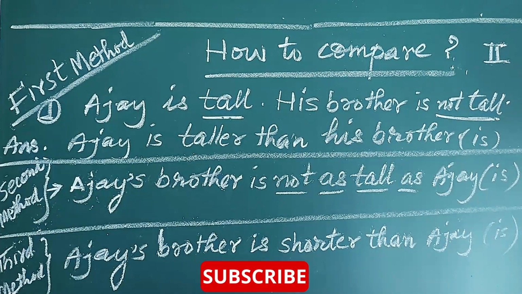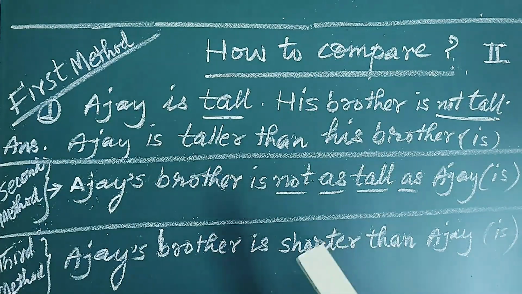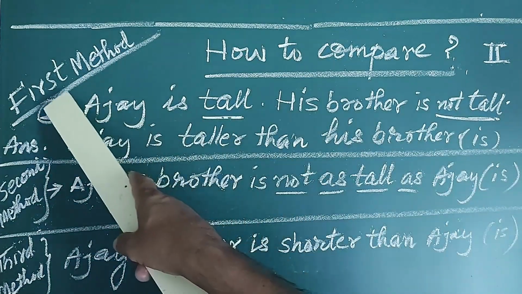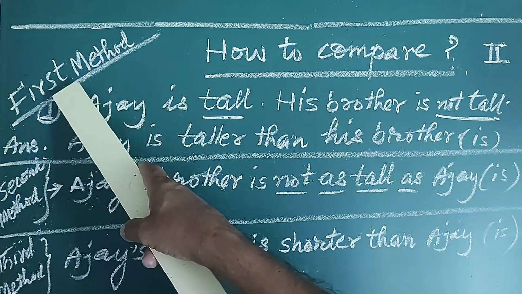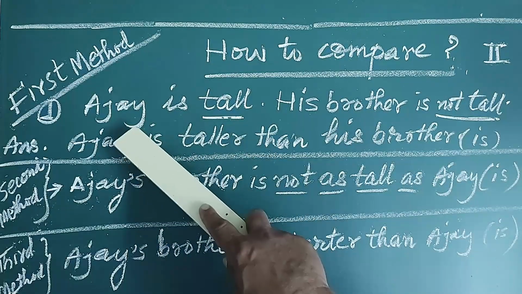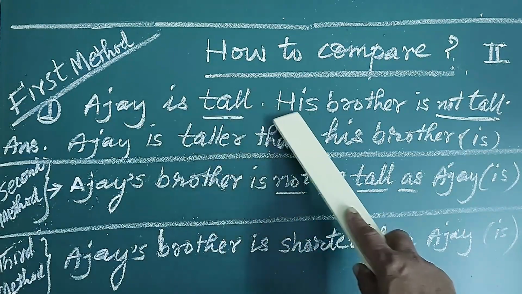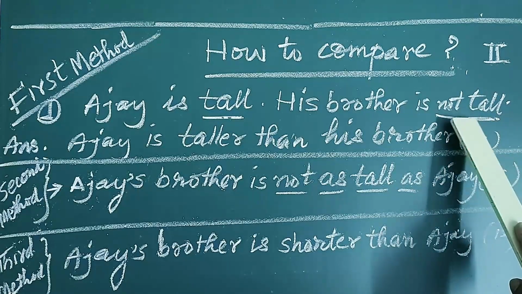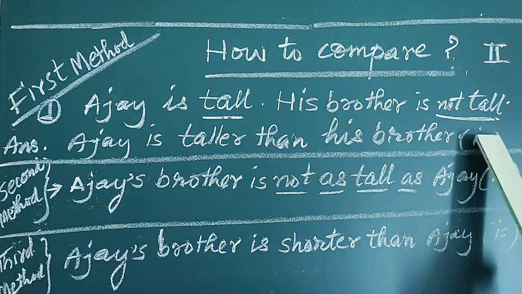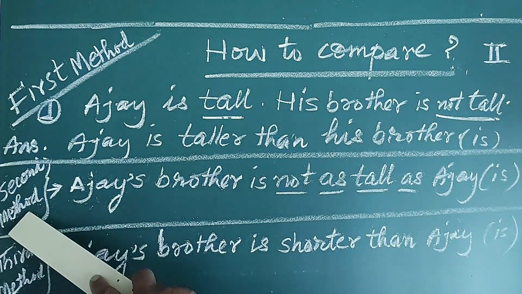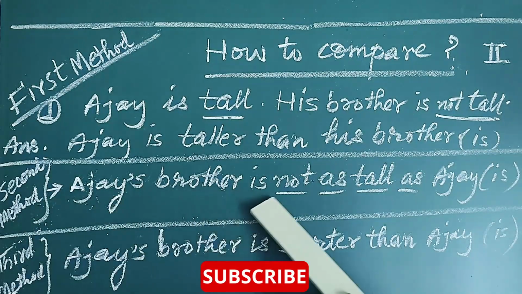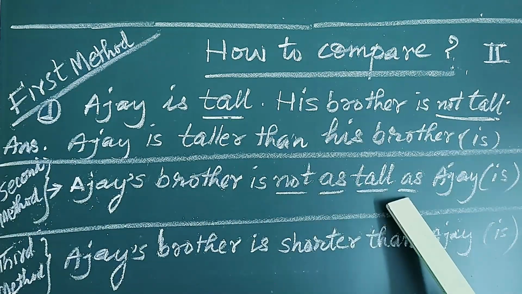Dear friends, just now we have seen how we can compare the same quality of two people. For that we have used a method which can be called the first method. Under this method, the example is Ajay is tall, his brother is not tall. Here not tall is used, so we write Ajay is taller than his brother. Now we can use a second method, and the second method is this: Ajay's brother is not as tall as Ajay.